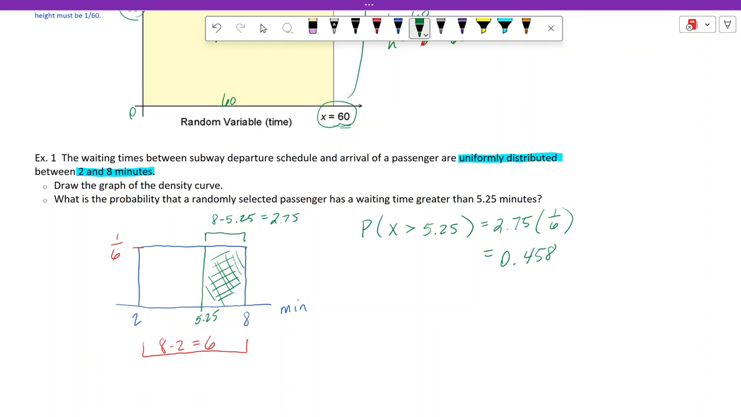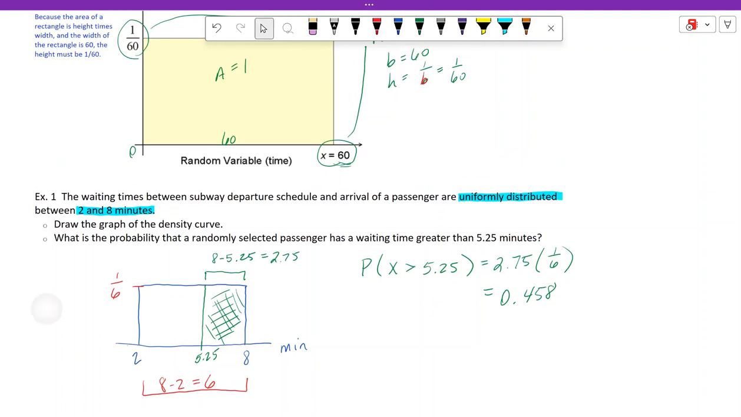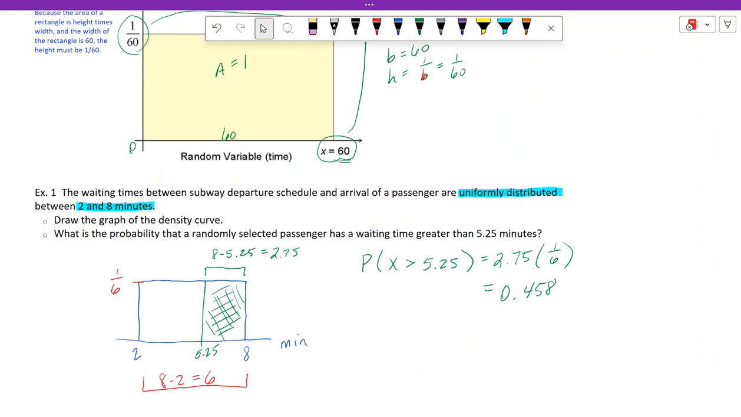0.458. So the probability that a randomly selected passenger has a wait time greater than 5.25 minutes is 0.458, or the percentage of wait times greater than 5.25 minutes is 46%. And that's how we're going to use a uniform distribution to calculate probabilities.